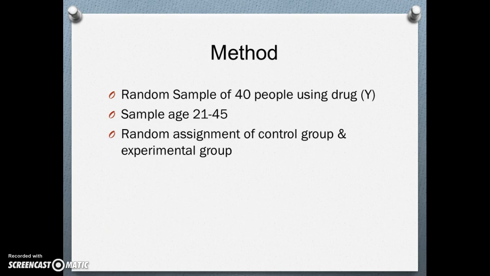The method I would like to use is to randomly select a sample of 40 people currently suffering from schizophrenia, being both men and women between the ages of 21 and 45. I would like to select a sample from a pool of patients currently using drug Y. I will randomly assign participants to either the control group or the experimental group. The control group will remain on drug Y, whilst the experimental group will take drug X.